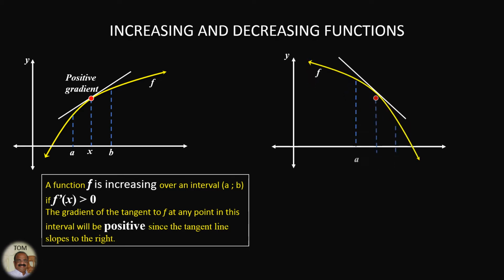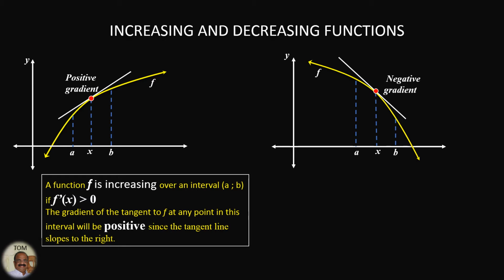Look at the next graph. Again, there is a tangent. The interval is clear there. What will be the gradient of this tangent? It is sloping to the left, and we know that it is a negative gradient. The gradient of the tangent will be negative. And what will be the derivative? The derivative also will be less than 0 or negative, because the gradient is negative.